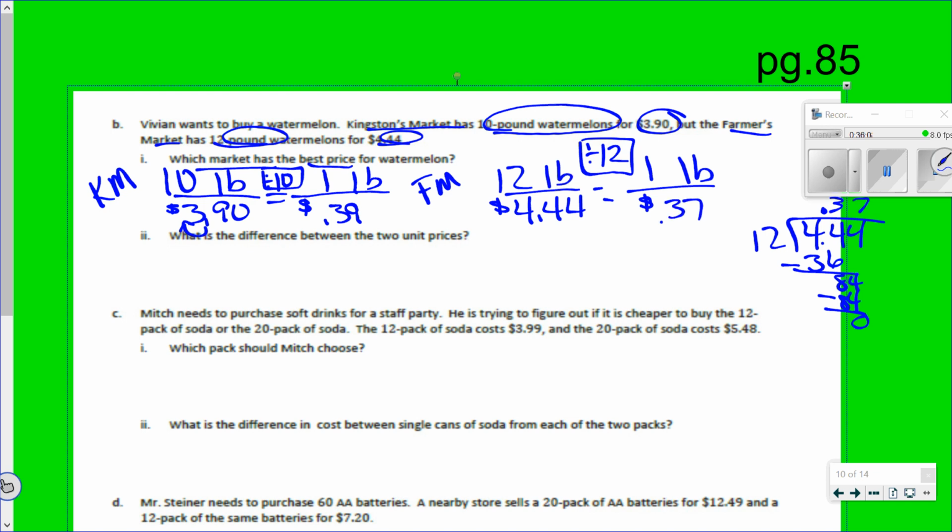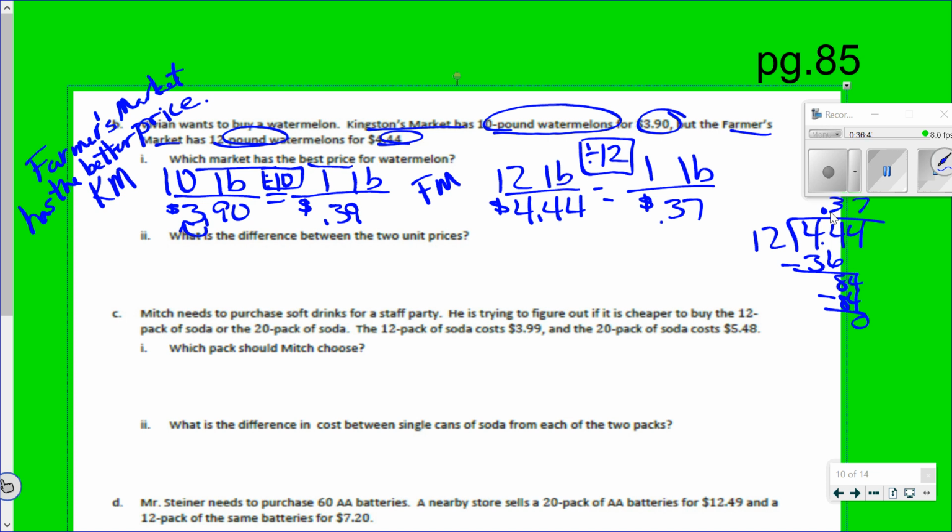So which one should they buy? Which market has the best price? Okay? You'd rather pay 39 cents a pound than 37 cents a pound? I misread the names of them. That's what happens when you go too fast sometimes. Farmer's Market has the better price. Any questions on how we got to that or why Farmer's Market was better?